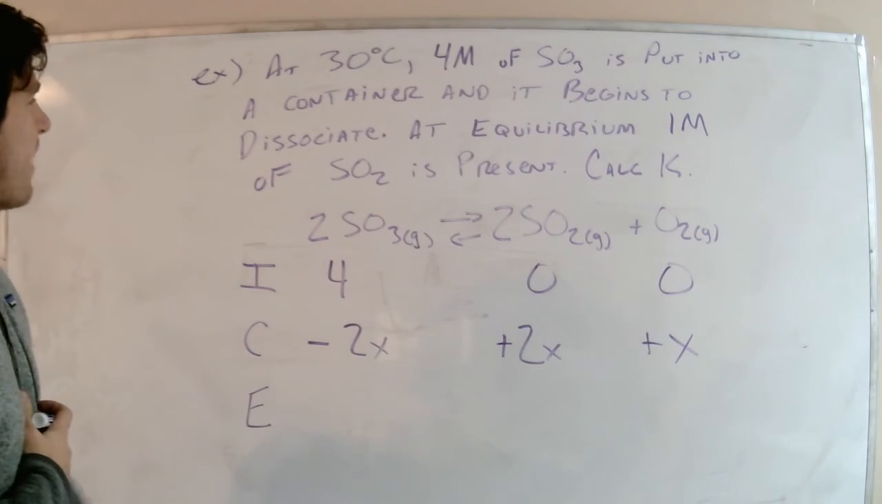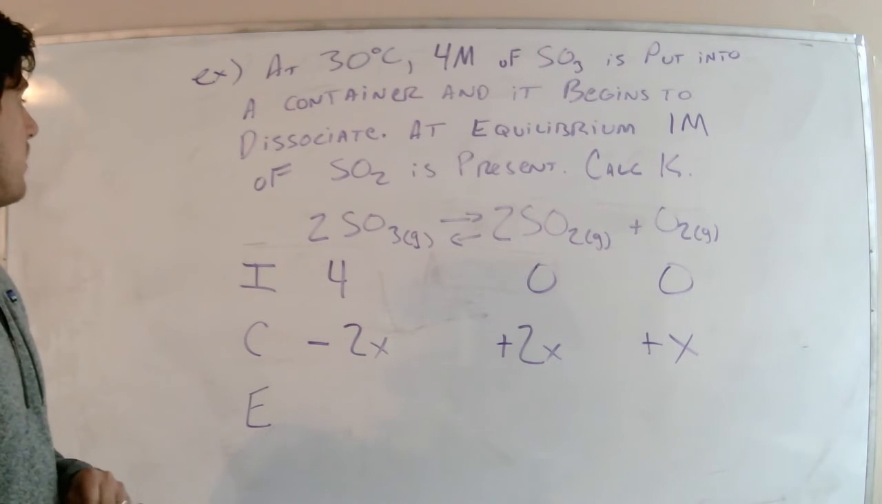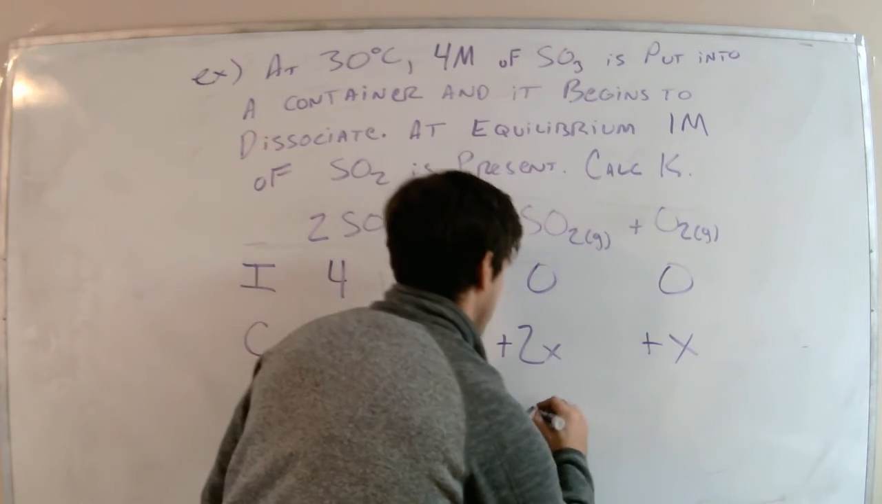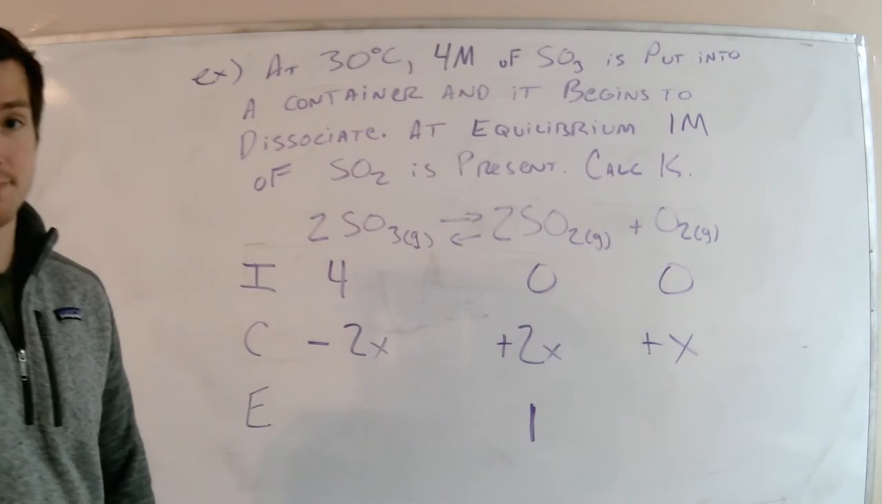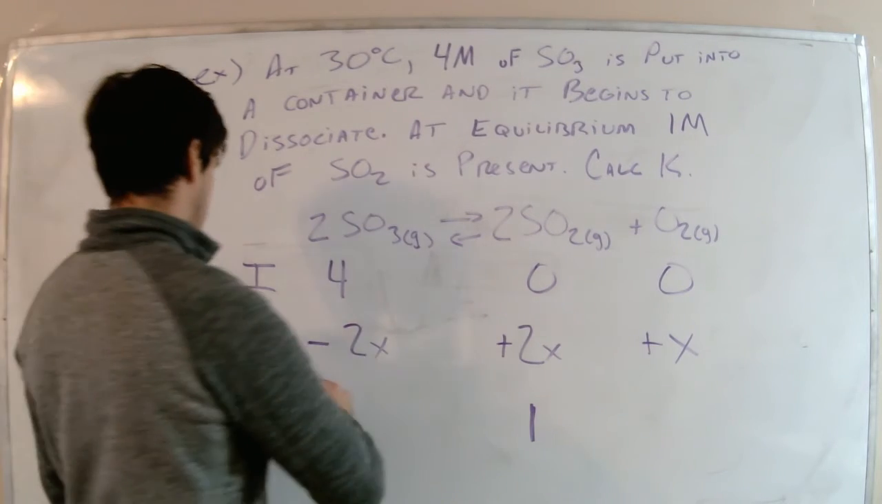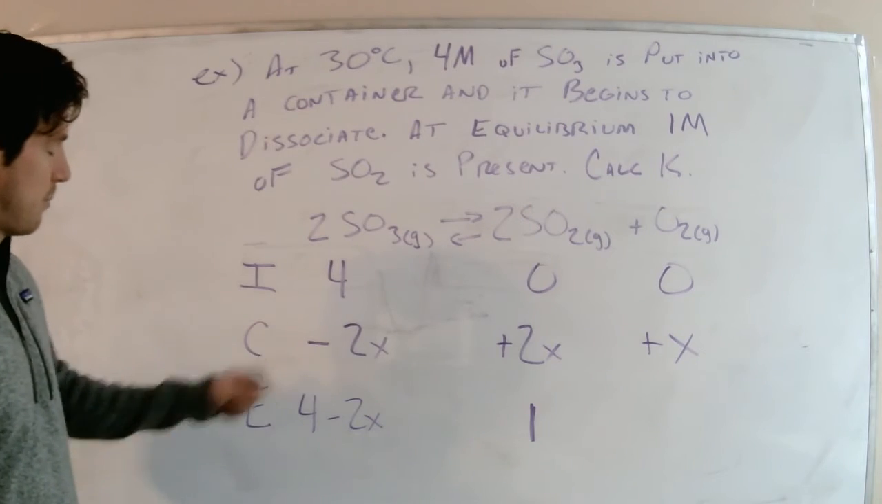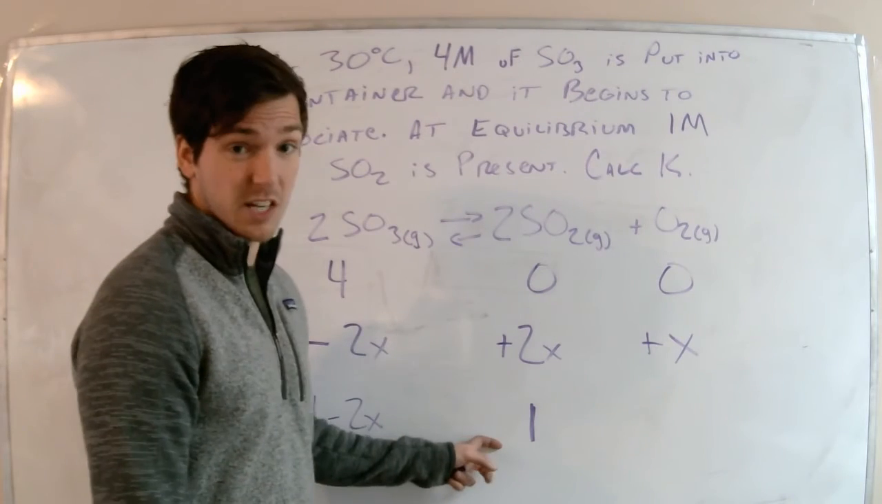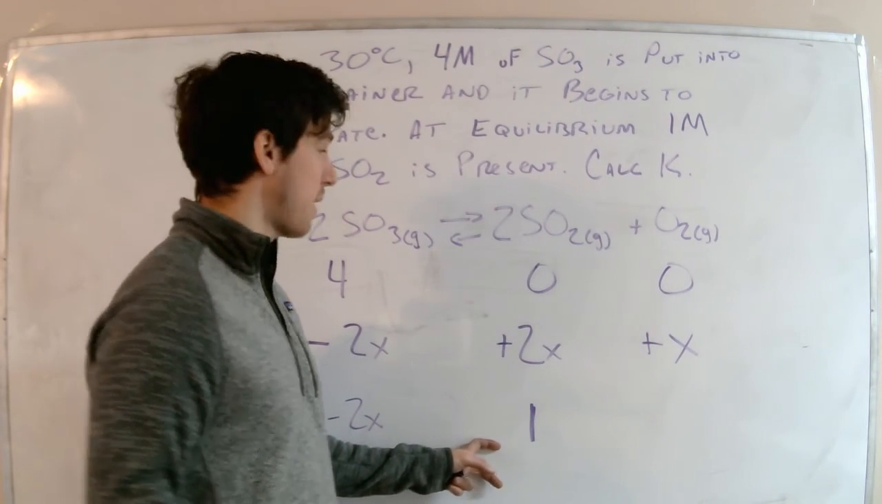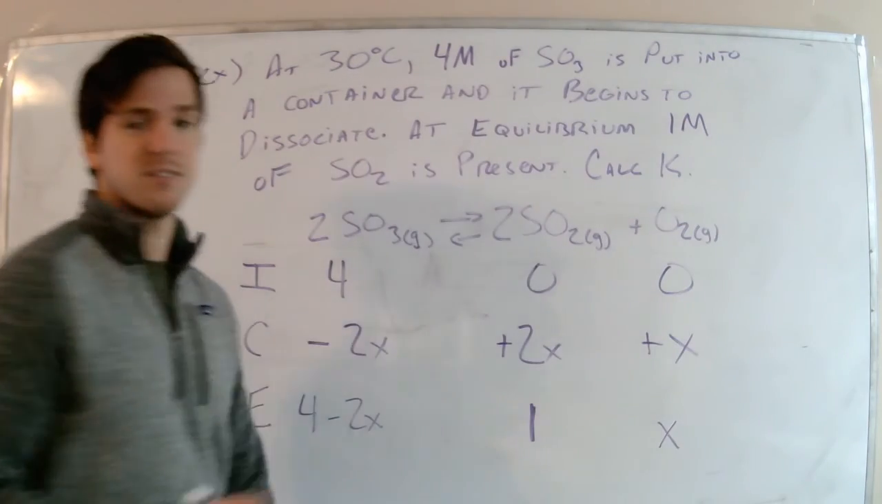And then we find if we have any equilibrium concentrations. At equilibrium, we have 1 mole of SO2, so we just have a 1 here. All right, well, at least we got 1 equilibrium concentration. Let's combine the rest. We got 4 minus 2x, I plus C. 0 plus 2x is going to equal 1. That'll come into play later, as you could probably guess. And 0 plus x is just x.